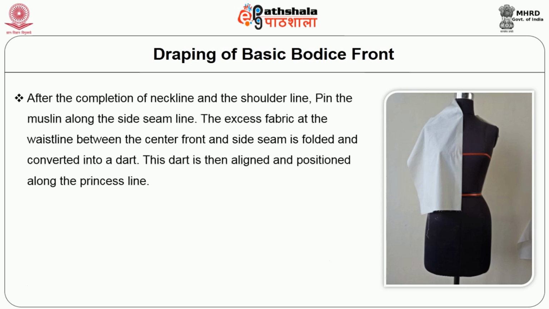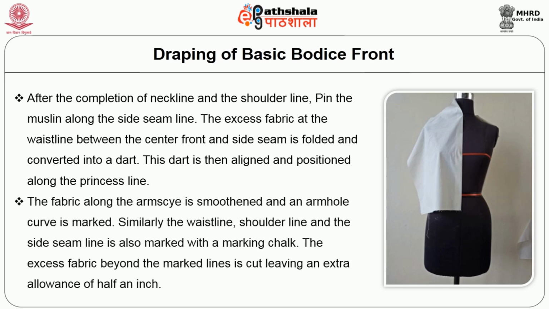After the completion of neckline and the shoulder line, pin the muslin along the side seam line. The excess fabric at the waistline between the center front and the side seam is folded and converted into a dart. This dart is aligned and positioned along the princess line. Next, the fabric along the arm side is smoothened and an armhole curve is marked. Here also the slashes are made.